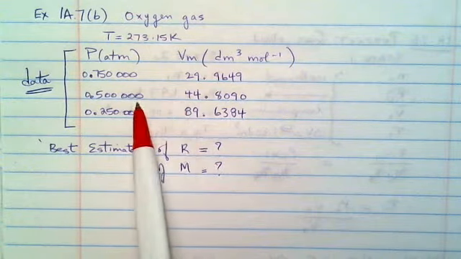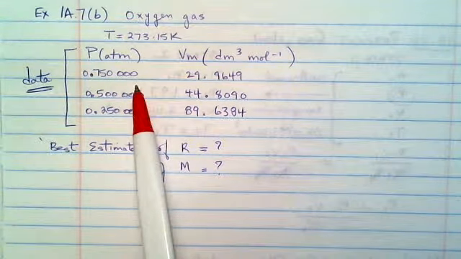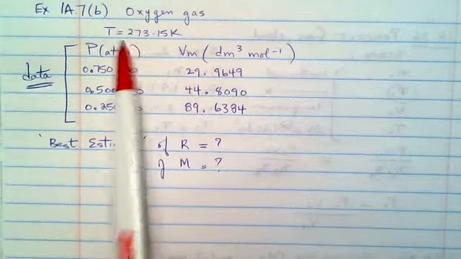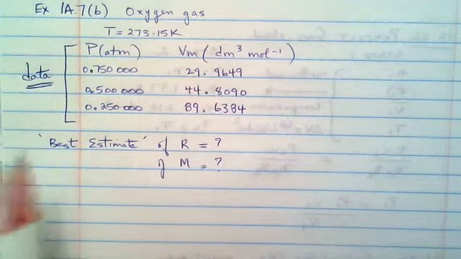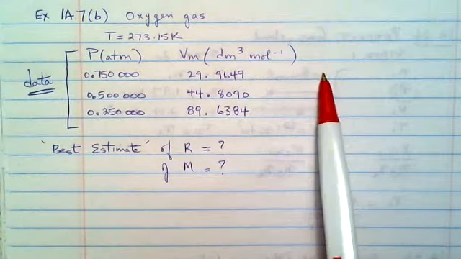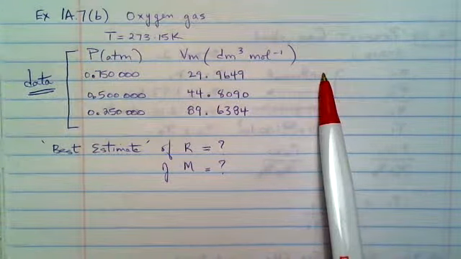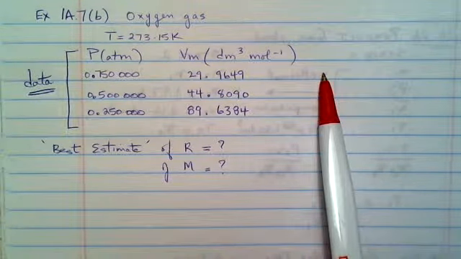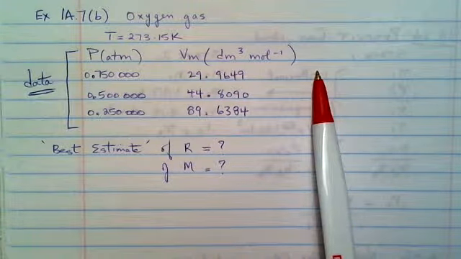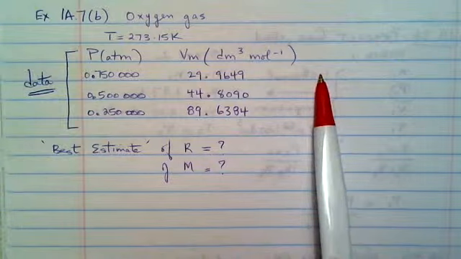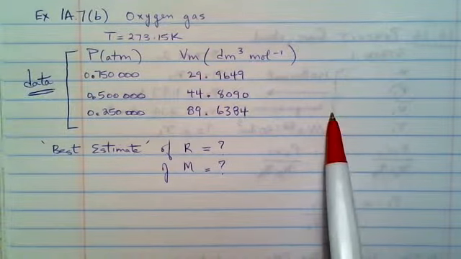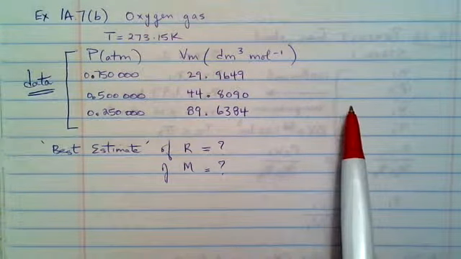So what a lot of you did was to apply PV equals nRT because we have temperature and we have pressure and volume and we know that it's oxygen. And you calculated a value for R just by rearranging PV equals nRT. We don't have n, but we have the molar volume, so the only unknown was R. And then you did the same thing for this and the same thing for this.